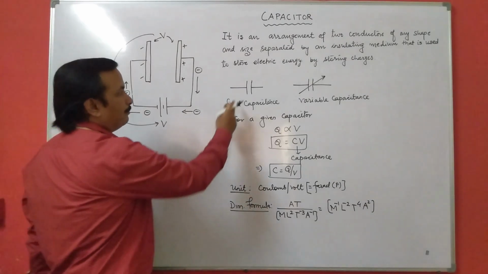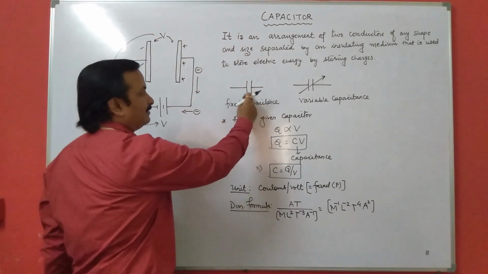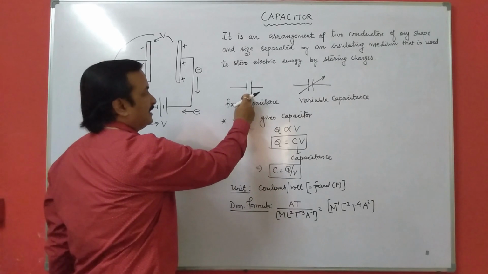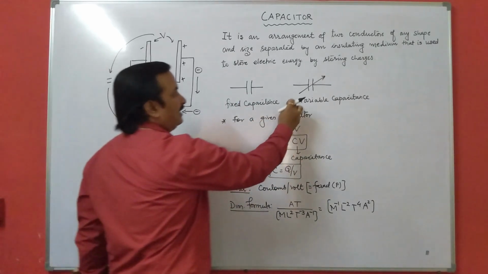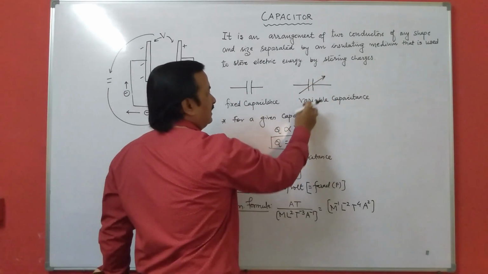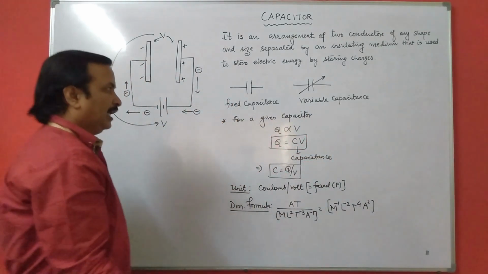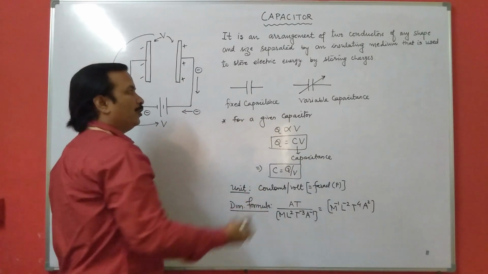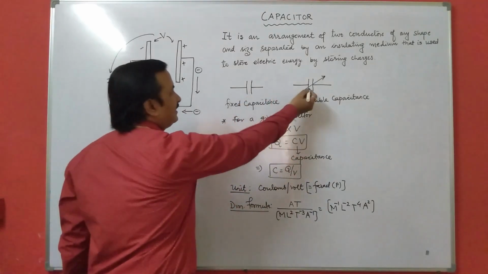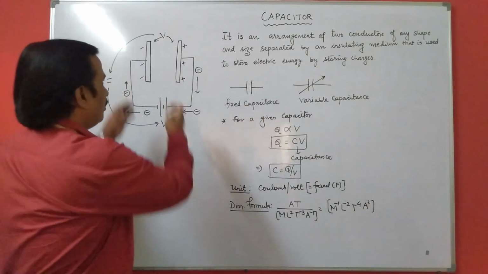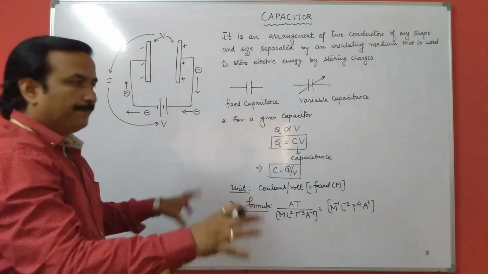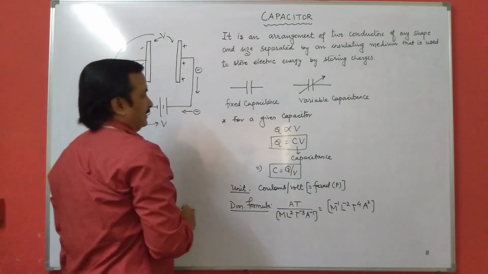इनका सिंबल क्या है? We show these parallel lines for the capacitor, and this is for fixed capacitance, and if we put an arrow over here then we will find that it is for variable capacitance. Right? Now onwards in the next videos, in the next topics, we will be using these symbols for the capacitor. We will not be putting parallel lines like this and showing the capacitor.